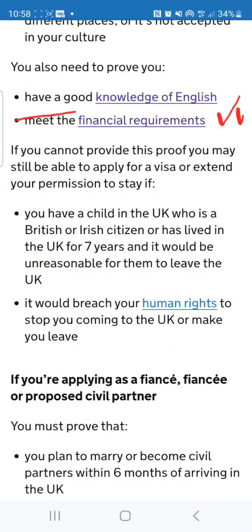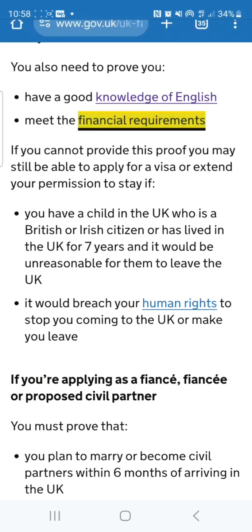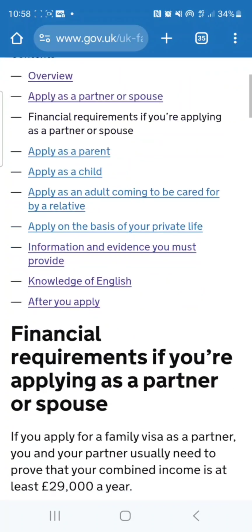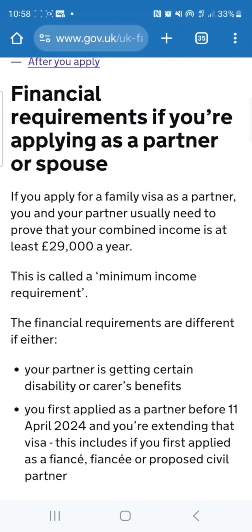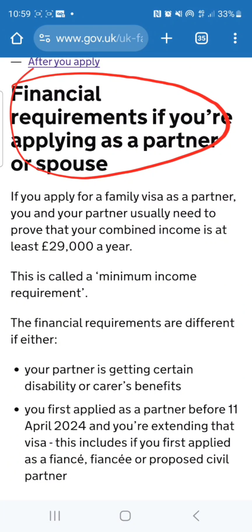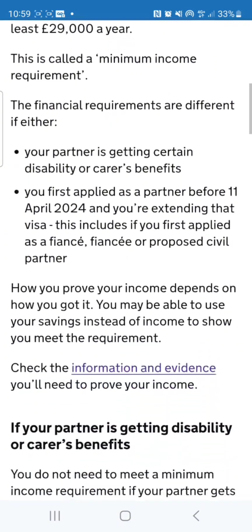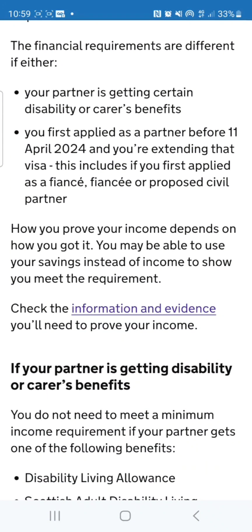So next is meet the financial requirement. Click financial requirement here and scroll down. Financial requirement: if you are applying as a partner or spouse. If you apply for a family visa as a partner, you and your partner usually need to prove that your combined income is at least 29,000 a year, which is the new rule.